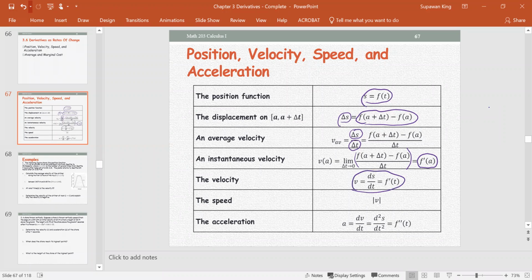The speed is the absolute value of the velocity. The acceleration is the first derivative, or the rate of change, of the velocity with respect to time, or v prime, which is the same as s double prime, or the second derivative of the position with respect to time.